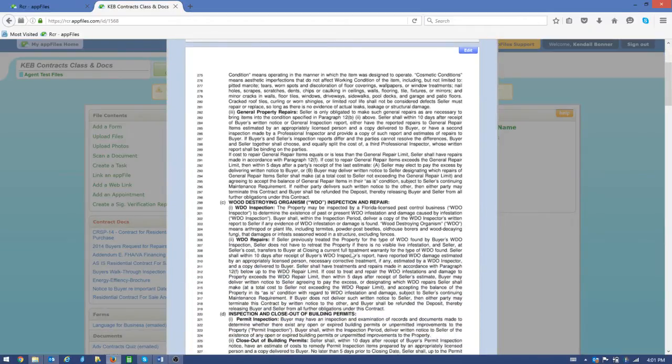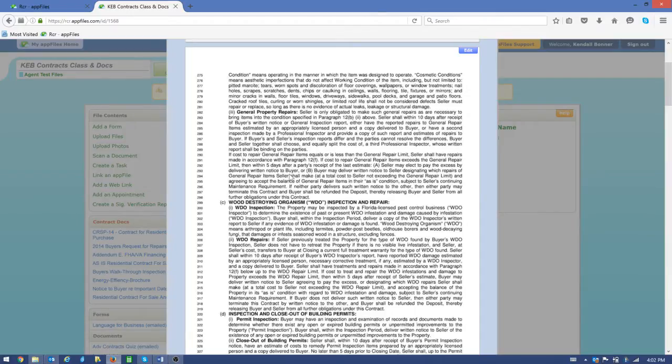Potentially, or less. And then if the cost to repair is $1,000, and that's more than the general repair limit, which was 0, then another 5 days after that, the seller can say, okay, I'll pay the $1,000 and keep the buyer in the contract. Buyer does not have the right to walk just because it has a 0 repair limit. They have to make the repair request, and the seller has to accept or deny. They have to do something.